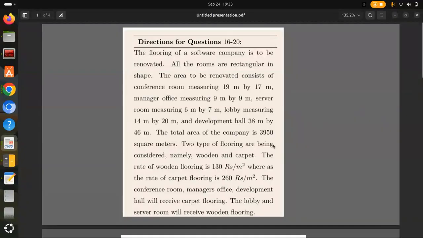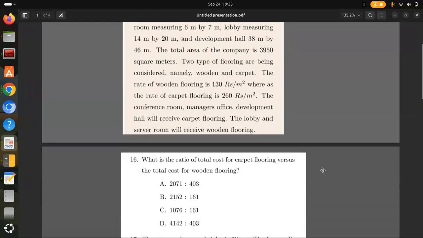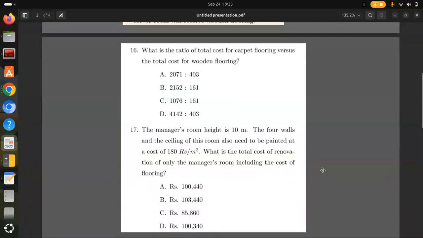Here we have descriptive data, some data is given in the form of a paragraph or a passage. From this we extract the information and then we try to solve the problem. So again, as usual, I will show you all the questions first. So these are the directions for question number 16 to 20. Some description is given, you can go through this. Based on this you need to then solve question number 16 and 17.